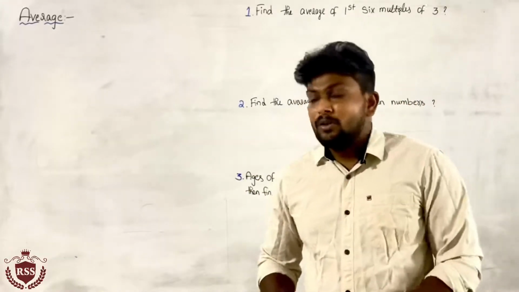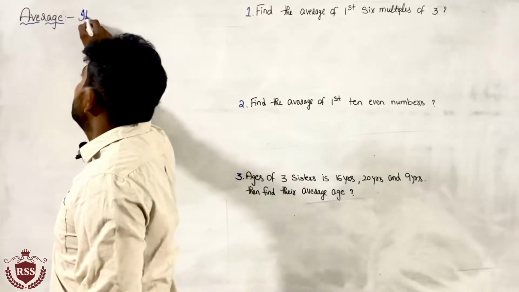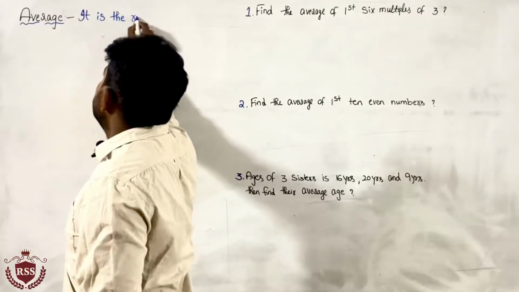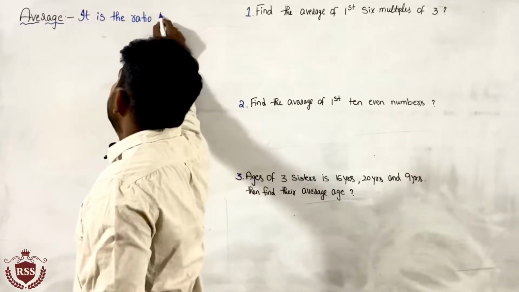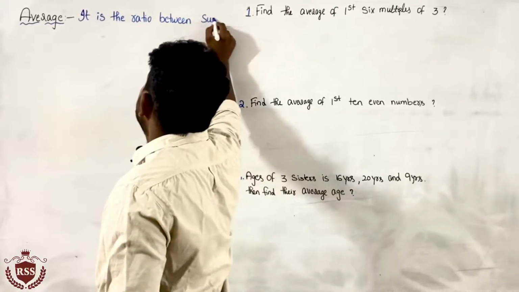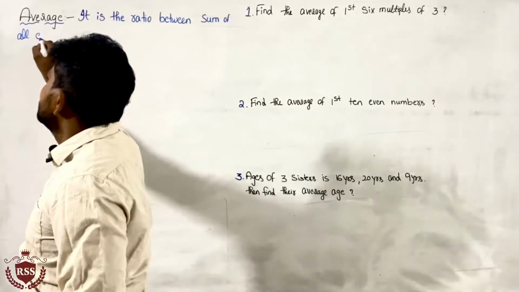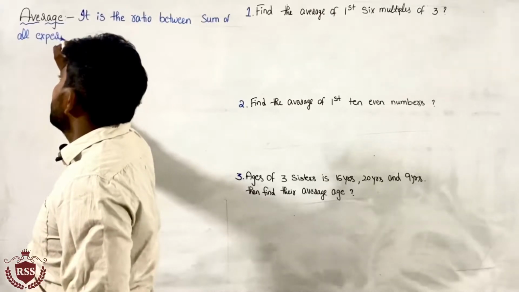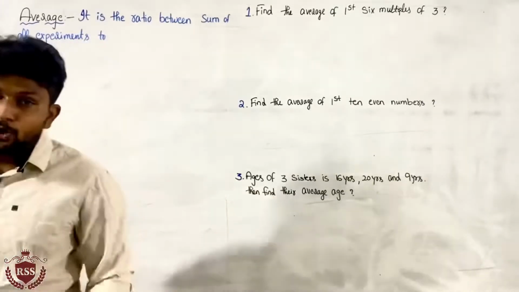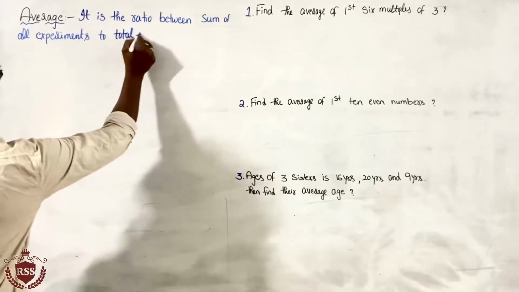So let's go for the definition. What is the definition of average? It is the ratio between the sum of all experiments to the total number of experiments.